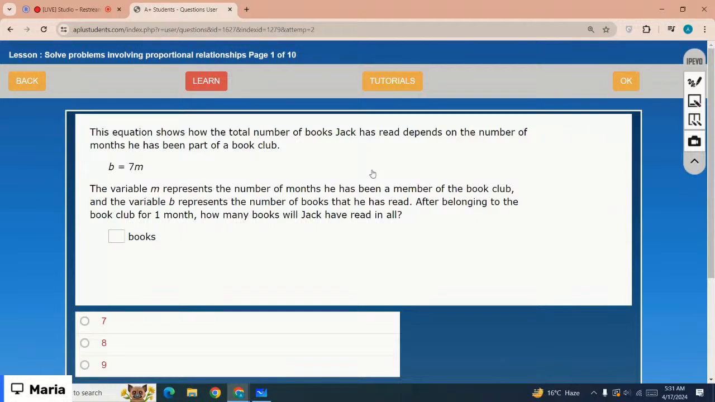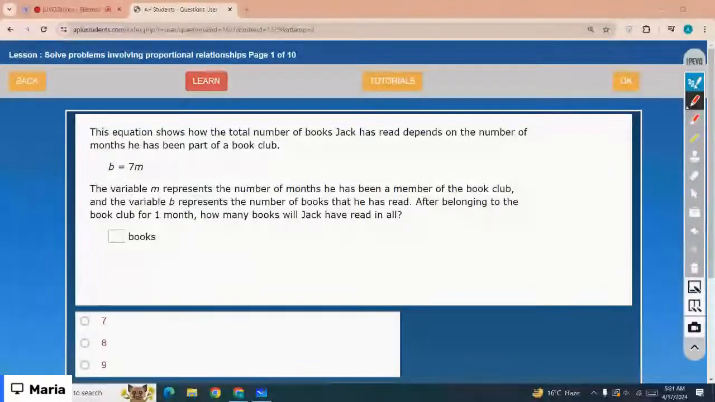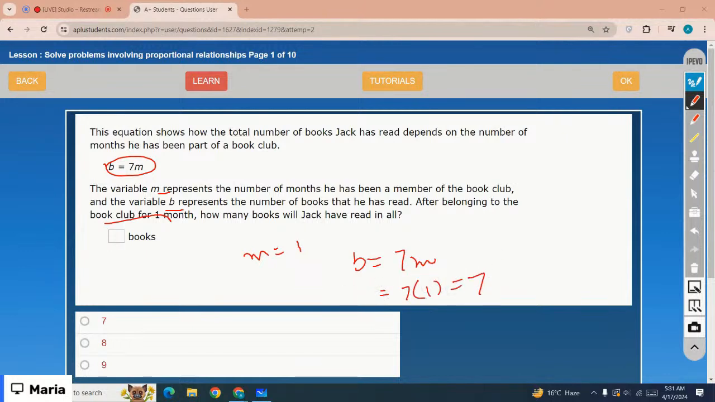So you are given 1 month, right? After belonging to the book club for 1 month, M represents the month. That means M equals 1, and B represents the number of books. So you are given the equation B equals 7M. You have to plug in M equals 1 in the equation. So that would be 7 times 1, and that equals 7. So that means after belonging to the book club for 1 month, Jack will read 7 books, right? The correct option is 7.